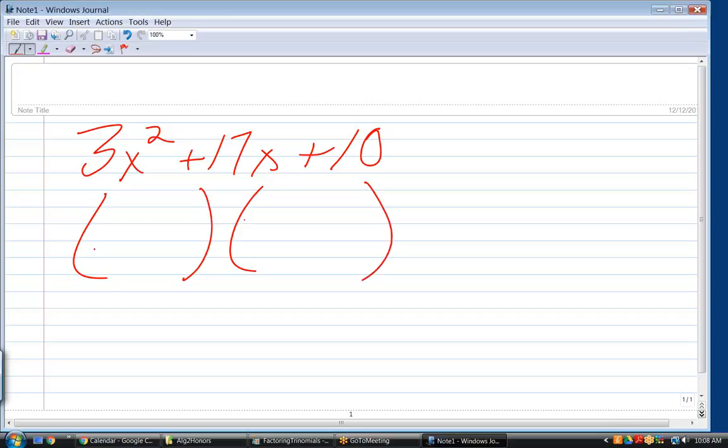Go step by step. So first, factors of 3 are 3 and 1. So it's going to be 3x on one side and 1x on the other side. Okay. Your signs are going to be plus signs.